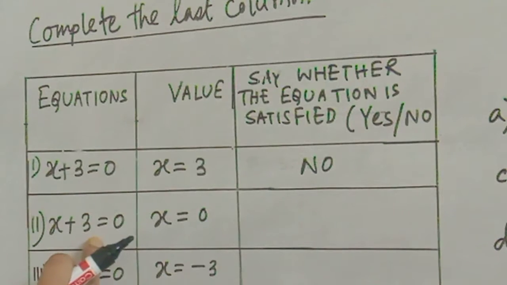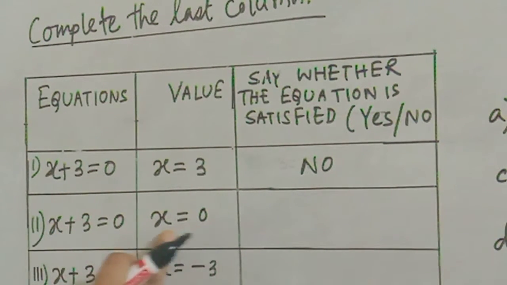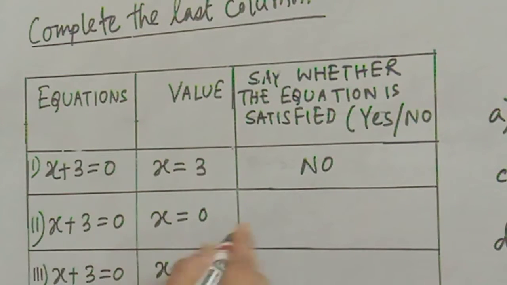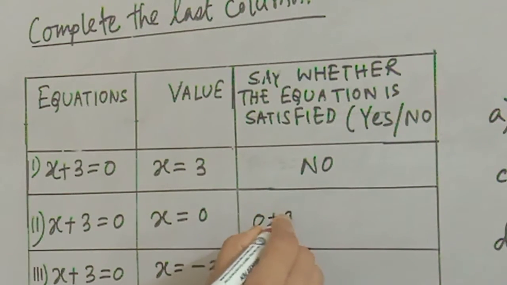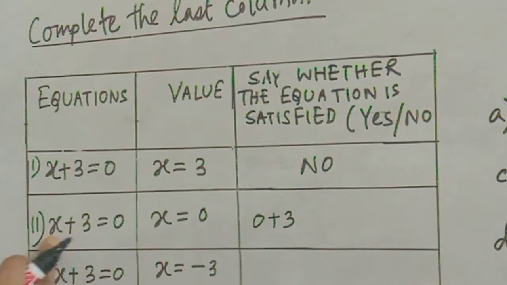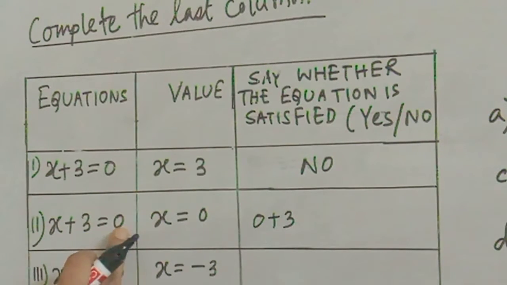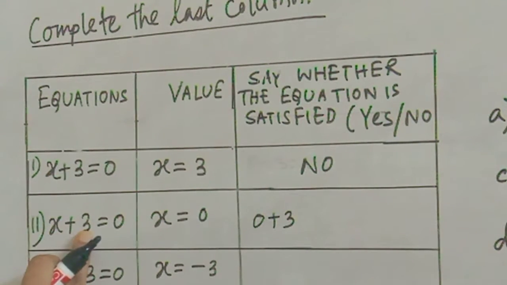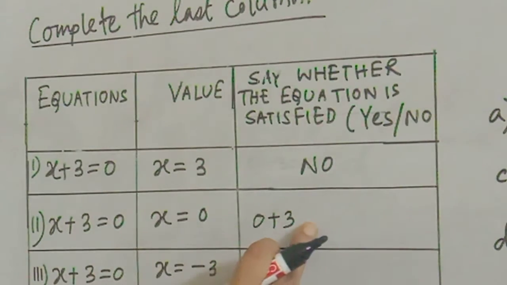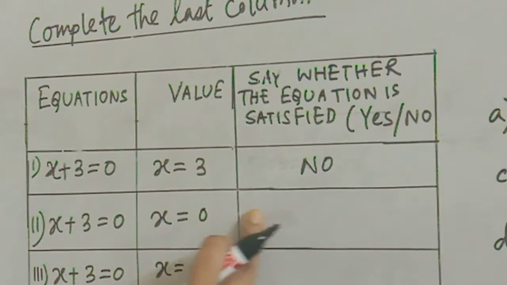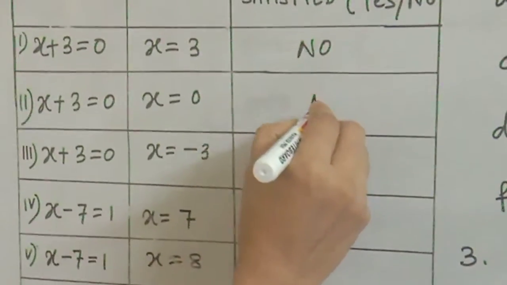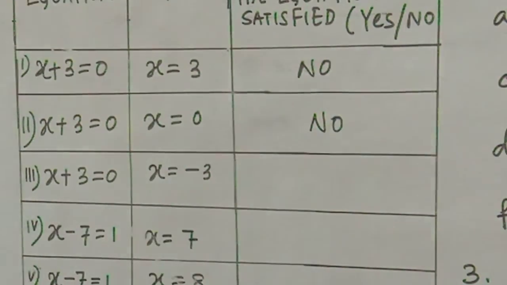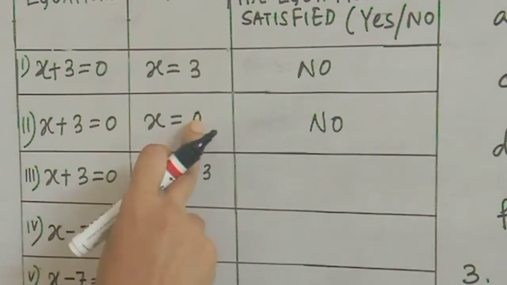Now come to the next option. x plus 3 is equal to 0. Now the value is given 0. So 0 plus 3. See, 0 plus 3, is it 0? The left hand side we are getting 0 plus 3, and the left hand side value and right hand side are not same again. So this is also not the correct option, not the correct value of x.